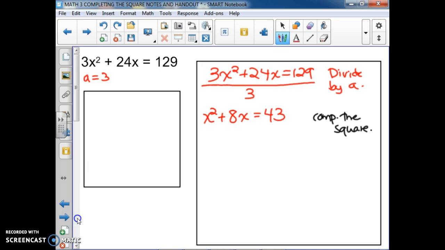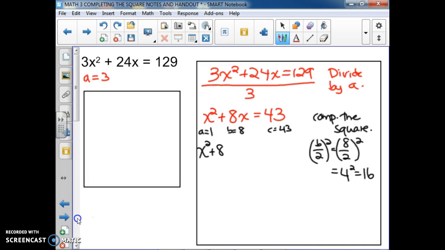Now our A, B, and C have changed. Our A is equal to 1, our B is 8, and our C is 43. So I'm going to plug my B into the formula, B over 2 squared. Our B is 8, so that becomes 8 over 2 squared, which will become 4 squared, which is 16. So 16 will complete the square. So I'm going to write my next step, which would be x squared plus 8x plus 16 equals 43 plus 16. Remember, whatever you do to one side, you have to do to the other to keep it balanced.